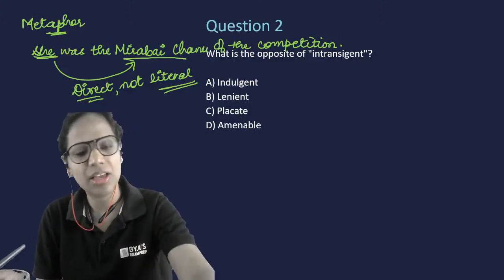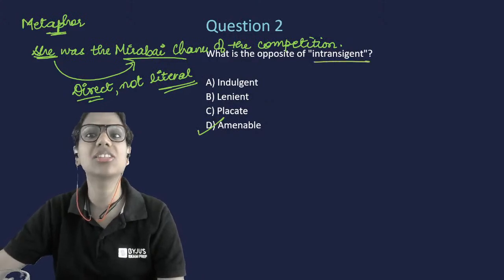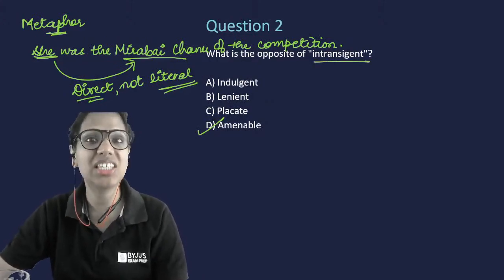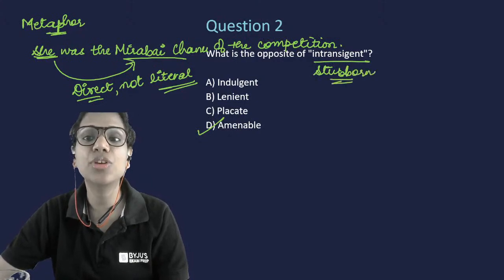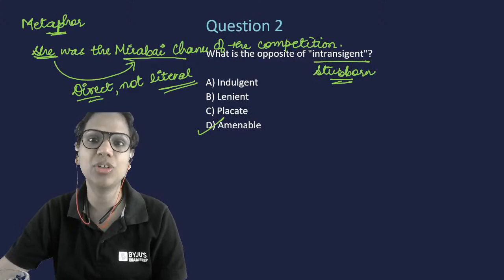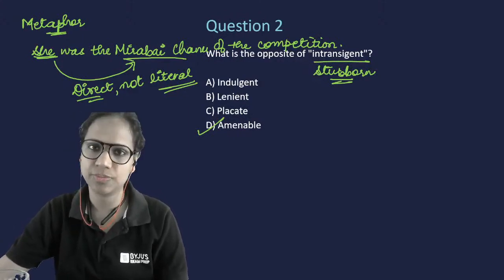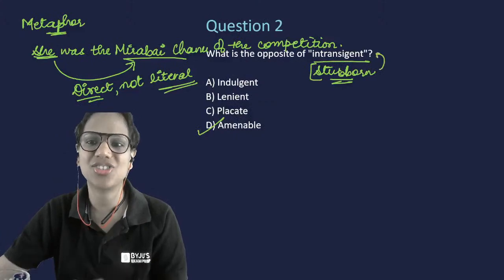Okay. Absolutely correct. D is the answer. Intransigent. Someone who's very stubborn. This person will refuse to agree with you, refuse to change his or her views even when you persuade him or her to. Right? So, such a person is called intransigent.